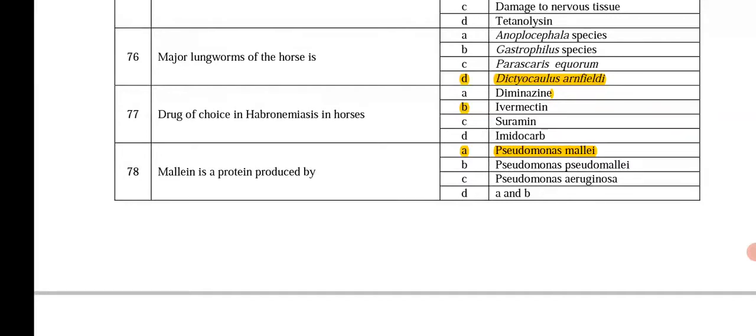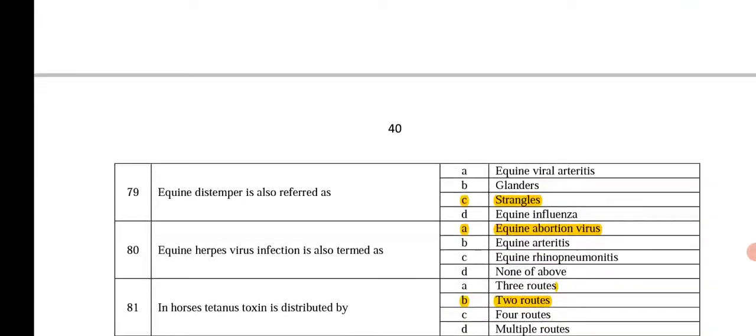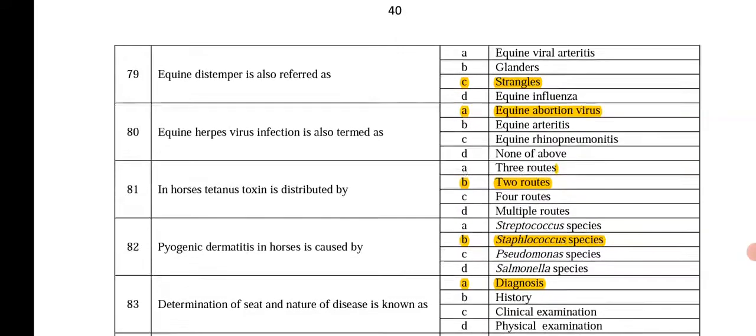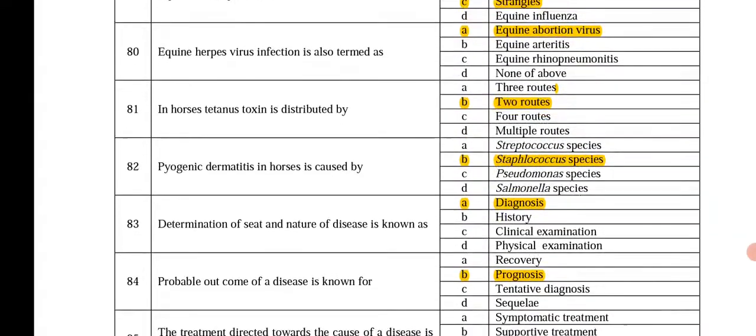Mycolic acid is protein produced by Pseudomonas. Equine distemper is also referred as strangles. Equine herpes virus infection is also termed as equine abortion virus. In horse, tetanus toxin is distributed by 2 routes. Pyogenic dermatitis in horse is caused by Staphylococcus species.